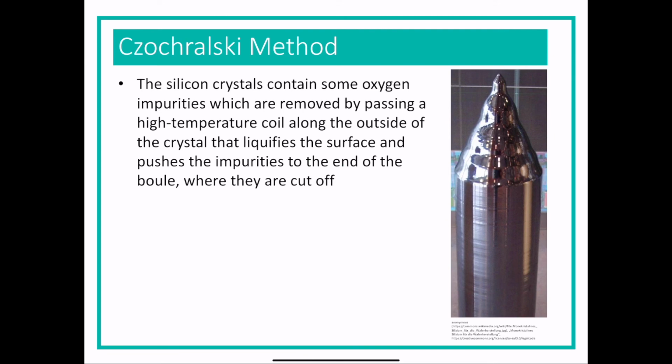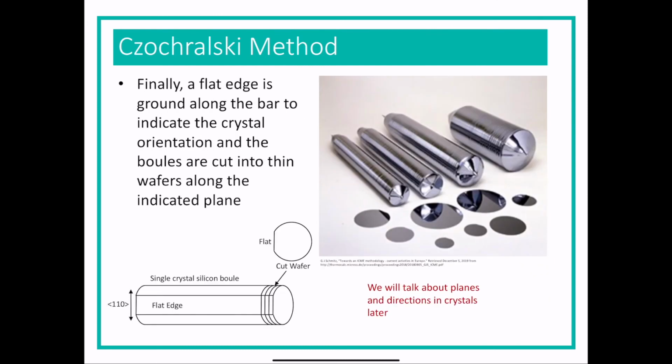Then what happens is a flat edge gets ground along one side, and the reason for that I will talk about later. But it's in a particular direction, and that flat edge indicates, when you get the whole wafer, when it's cut off, where it will split. So it gives us a starting point to split it. And again, I'll talk about that later, not right now. So this is a general overview.